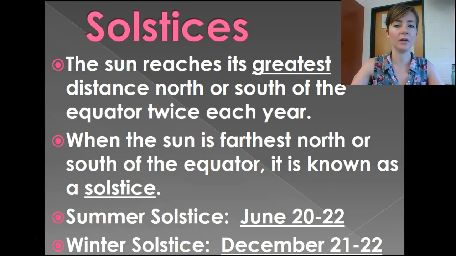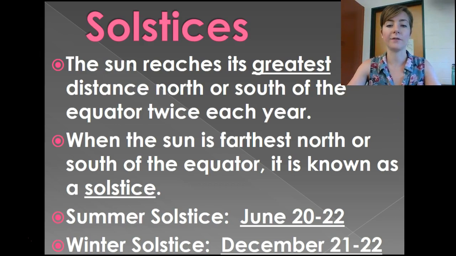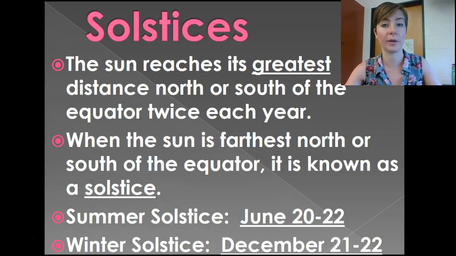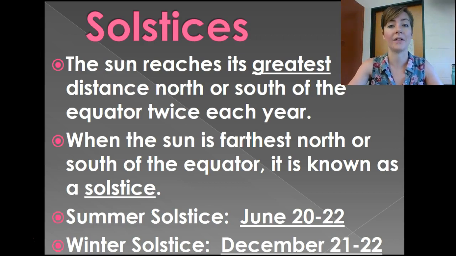Our solstices. So the sun reaches its greatest distance north or south of the equator twice each year. When the sun is furthest north or south of the equator, it is known as a solstice. So actually it strikes furthest north at 23.5 degrees north and furthest south at 23.5 degrees south of the equator. So the summer solstice is June 20th to 22nd, kind of depends on if it's a leap year or whatever. And then the winter solstice, when the sun reaches its most southerly point on the Earth, is December 21st or 22nd. So summer solstice is our summer, winter solstice is December.